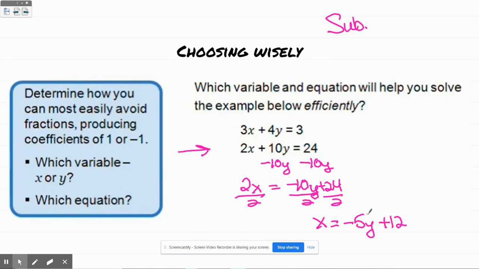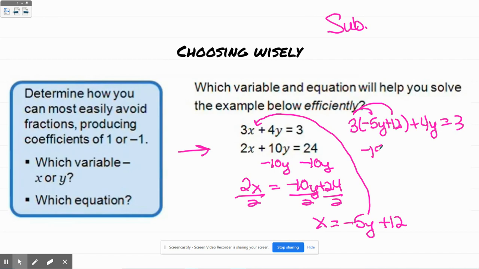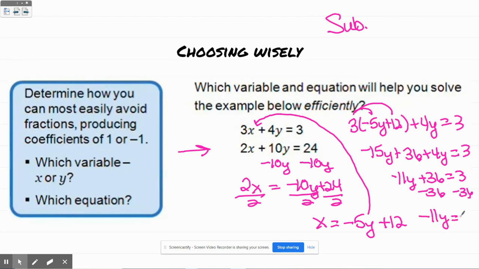I'll plug it into the top one because that's where the substitution will happen. And I'll get 3 times (negative 5y plus 12) plus 4y equals 3. We'll distribute: negative 15y plus 36 plus 4y is 3. Negative 15y and 4y is negative 11y, plus 36 equals 3. If I subtract 36 from both sides, I get negative 11y is negative 33. Divide both sides by negative 11, and I get y equals positive 3.